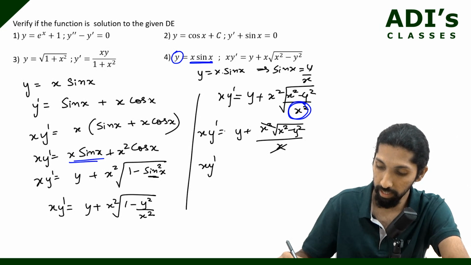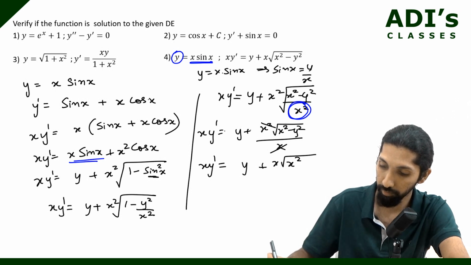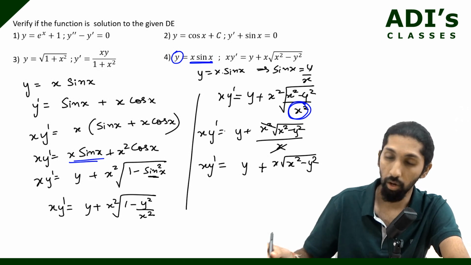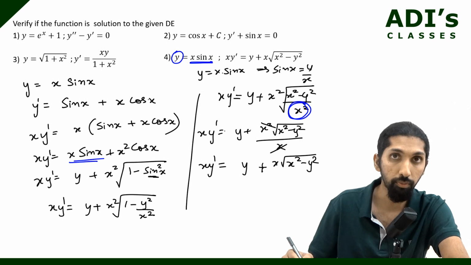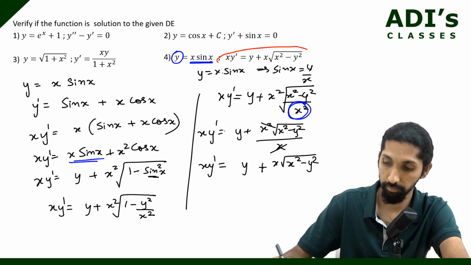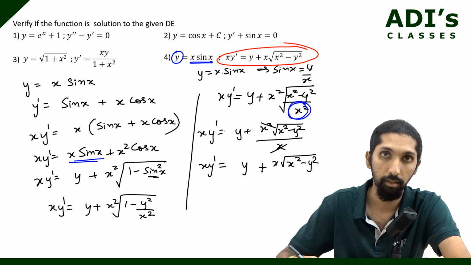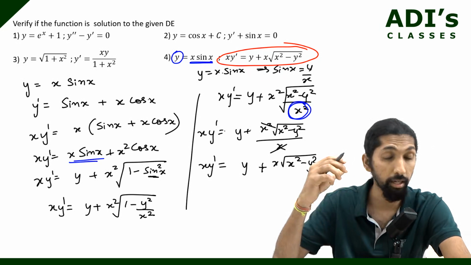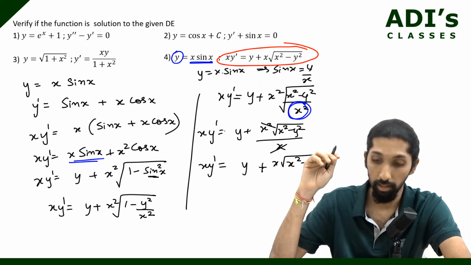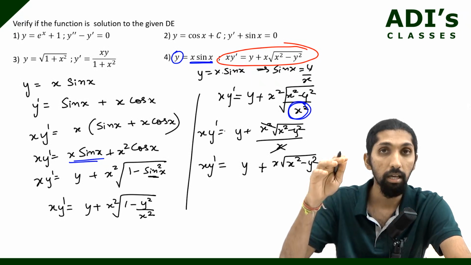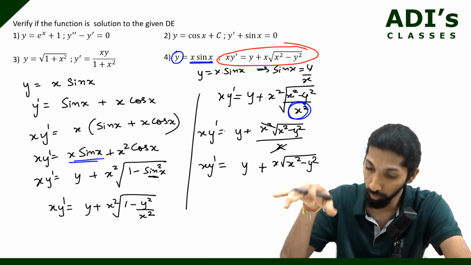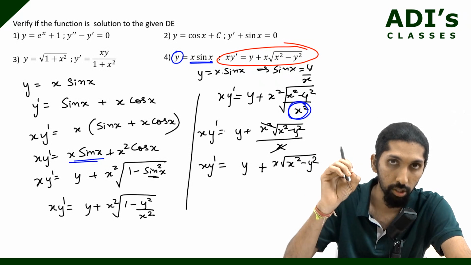So what do we have? x into y dash is equal to y plus x into root of x square minus y square. Don't you think this is what you have to prove? See? We got the answer. So that means, what can you conclude from the end point? That x into sin x is the solution for the given particular differential equation.